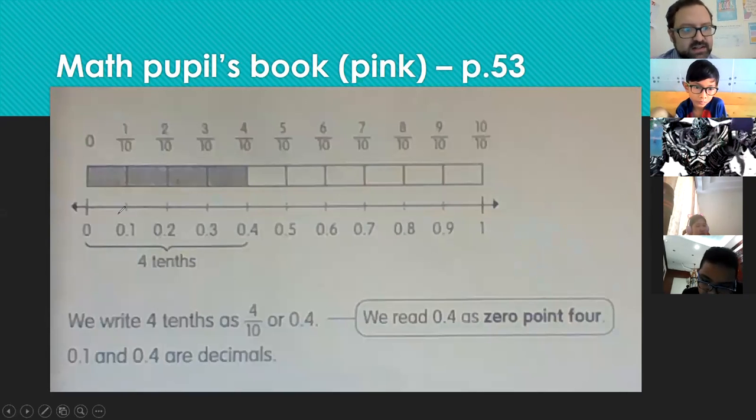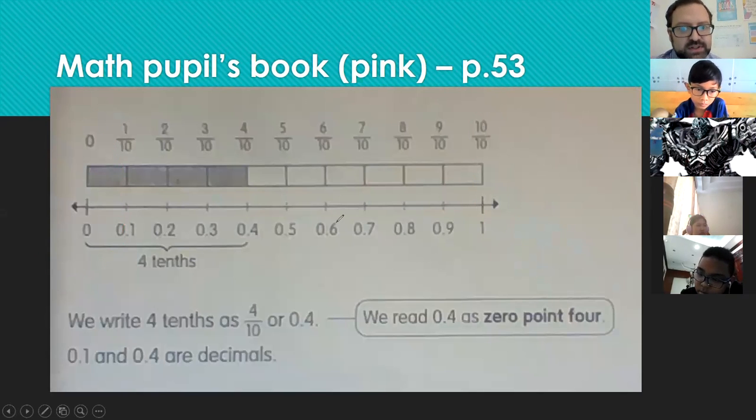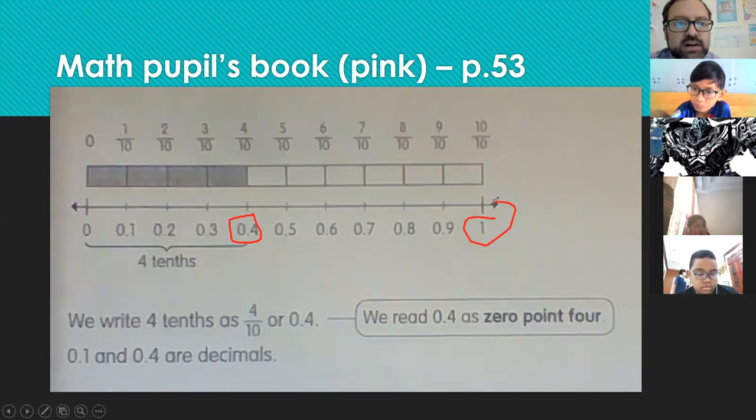All right, let's look here. Here's our friend zero. We all know what that looks like. And here's our friend one over here. In between these two, we have 10 tenths, okay? We have zero, 1/10, 2/10, 3/10, 4/10, 5/10. That's when we're dealing with fractions. If we write these in decimals, we have zero, 0.1, 0.2, 0.3, 0.4, 0.5, 0.6, 0.7, 0.8, 0.9, and then we will get to our friend one over here on the number line.